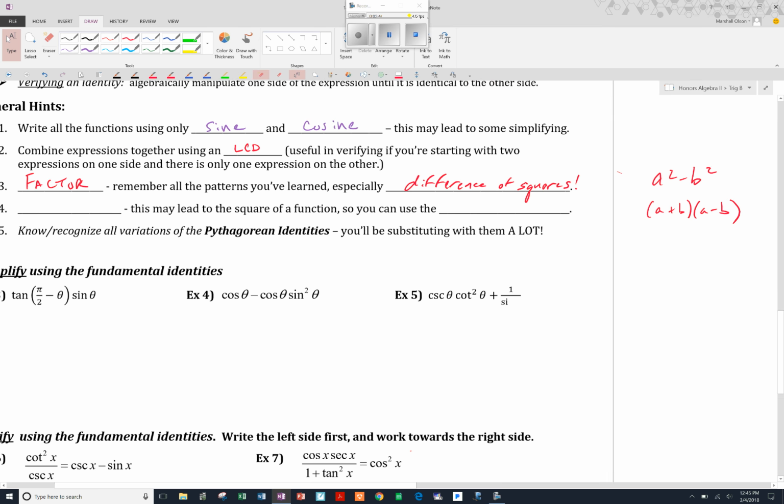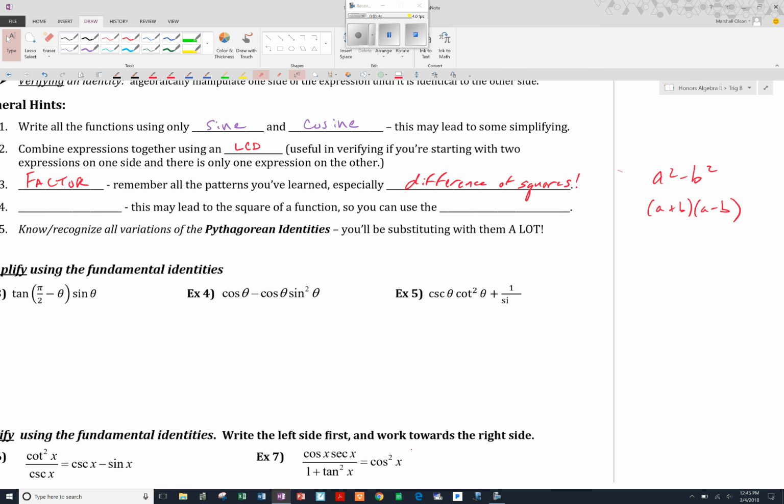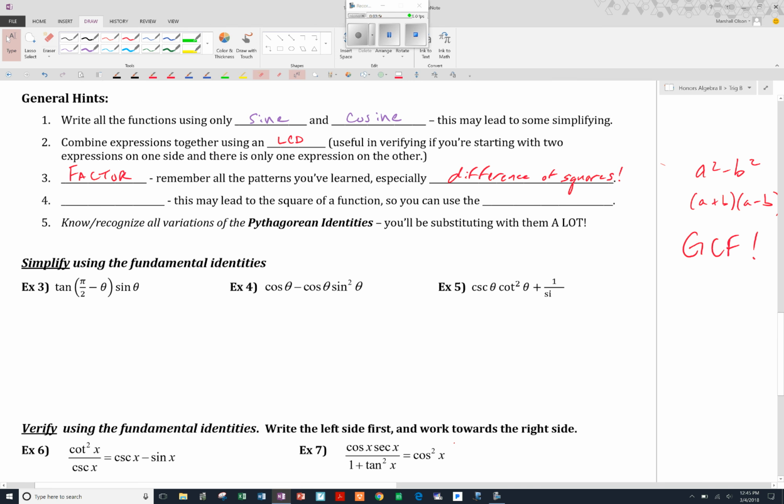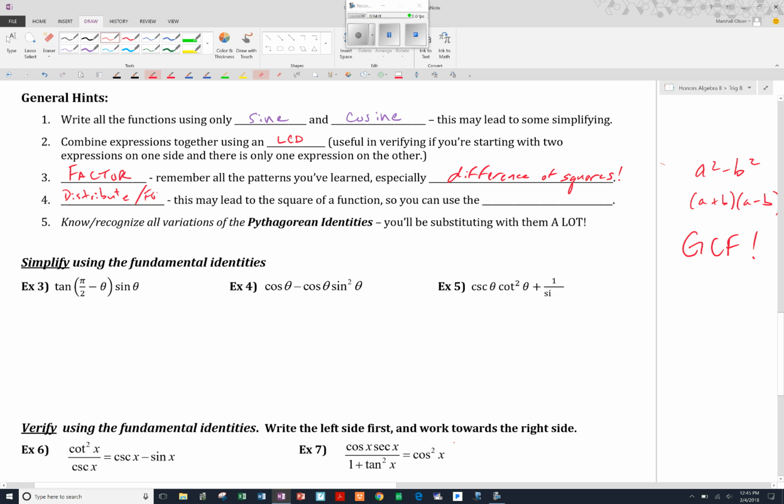Don't forget that a big idea of factoring is the first step is to always pull out a GCF. So GCF is going to be a huge part of what we do too. And then the last thing that we could try is maybe some distribution or foiling. This may lead to the square of a function, so you can use the Pythagorean identities.